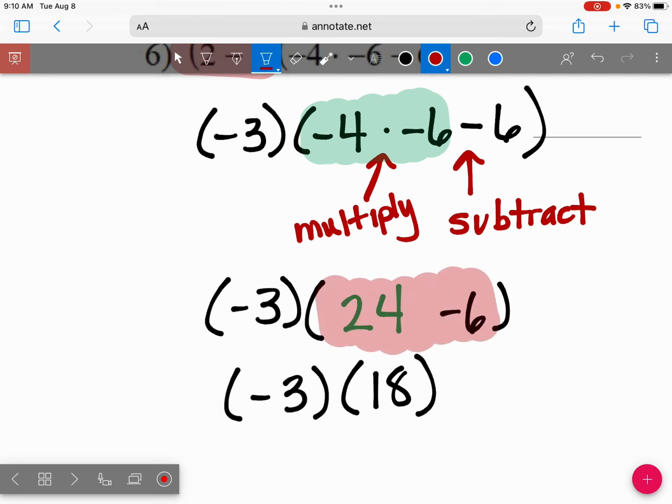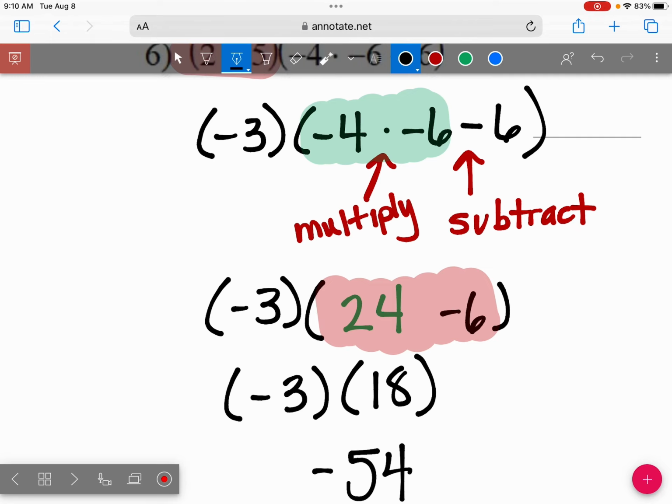My last step is to multiply, and I believe, I don't have my calculator, it's -54. But make sure that that's right. Is that right? -54? Okay, mental math. All right, that's it. That's order of operations. Any questions about how we work through that?